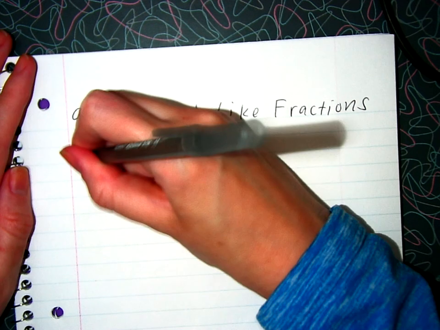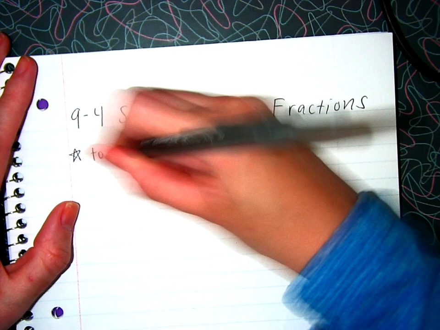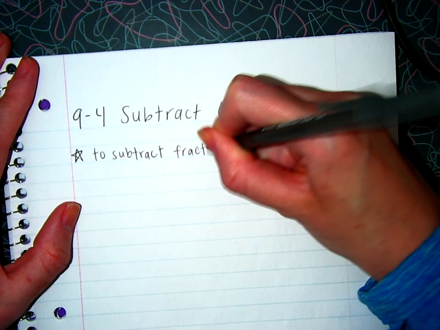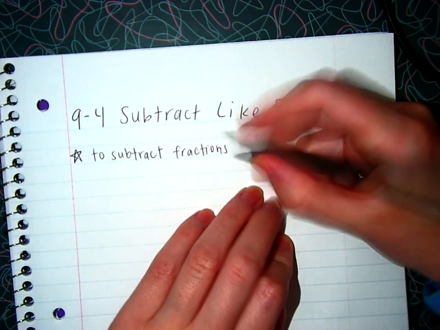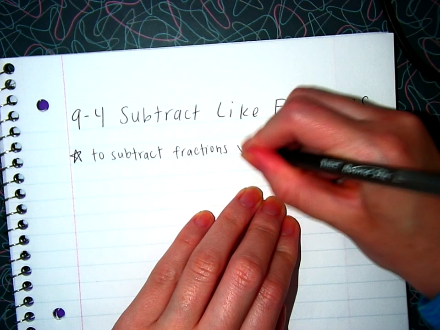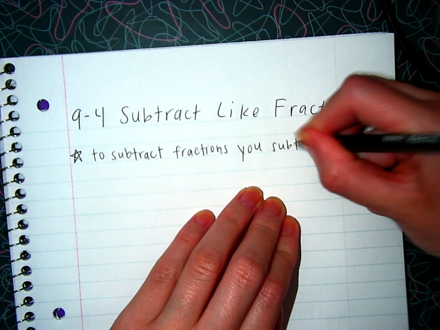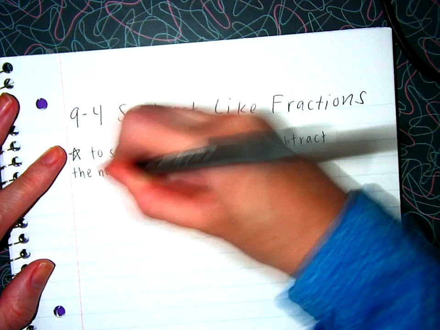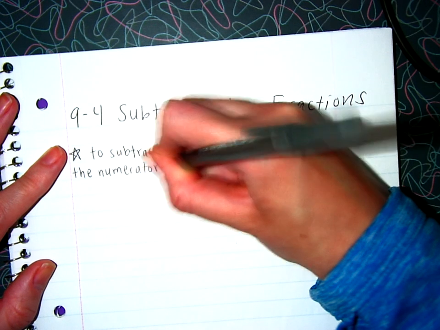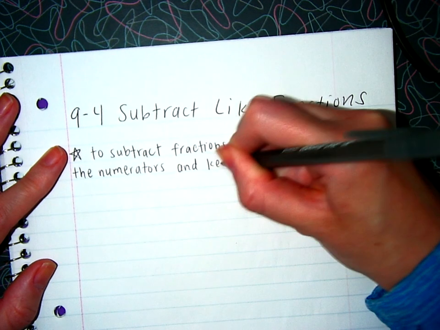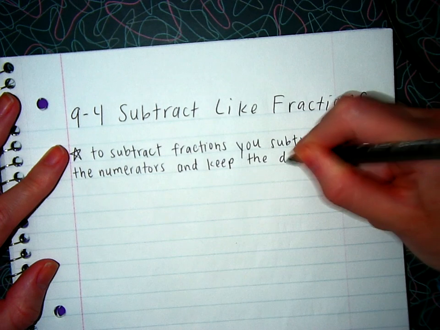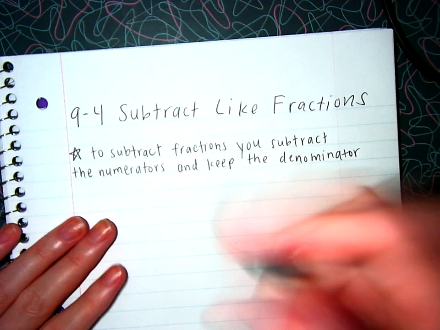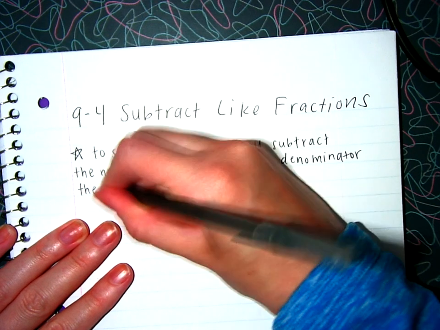So this is your star, and you are going to write to subtract fractions, you subtract the numerators, so the two numerators, and keep the denominator the same, just like you do in addition. So the only difference is there's a different operation. So let's look at this.